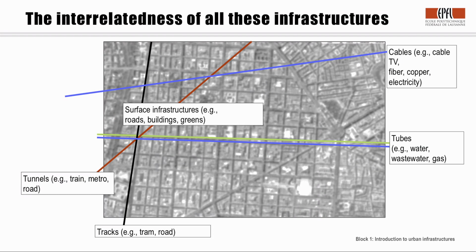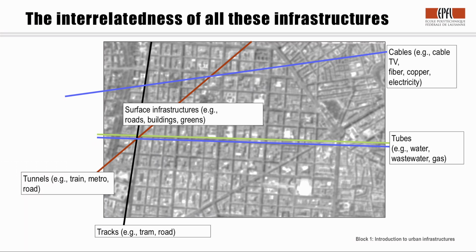Now, all these infrastructures are, of course, related to each other. The first thing we see is that in the ground, several infrastructures are put together. It happens that cables are put together, fiber, copper cables, electricity cables. Tubes are put together, water tubes, wastewater tubes, gas tubes. Sometimes also electricity cables are put in there.